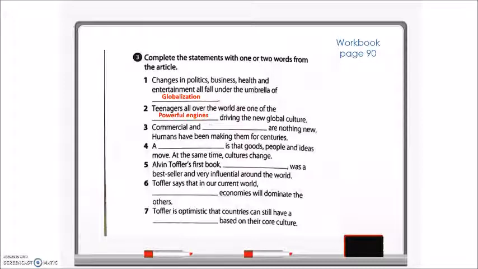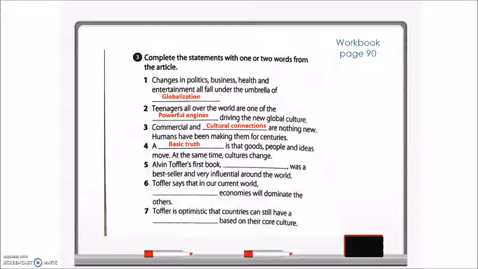Number 3. Commercial and cultural connections are nothing new. Humans have been making them for centuries. Number 4. A basic truth is that goods, people, and ideas move. At the same time, cultures change.